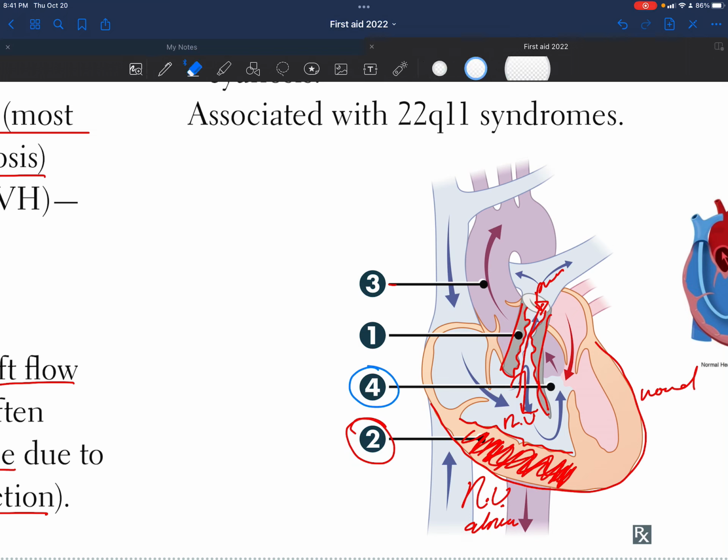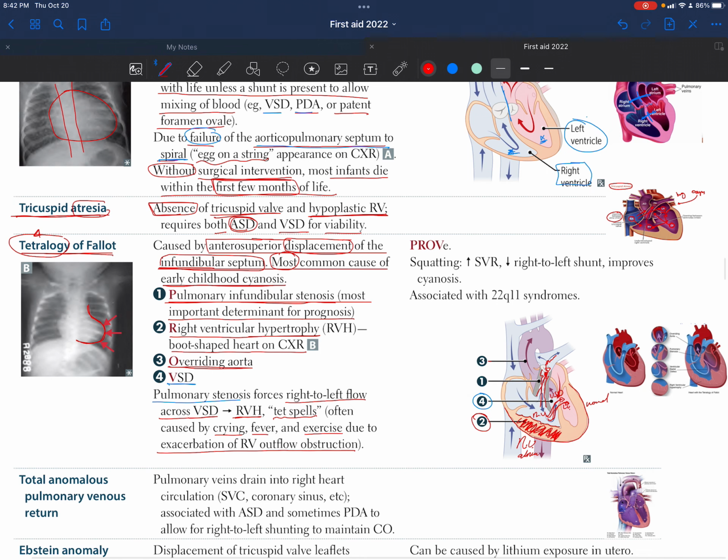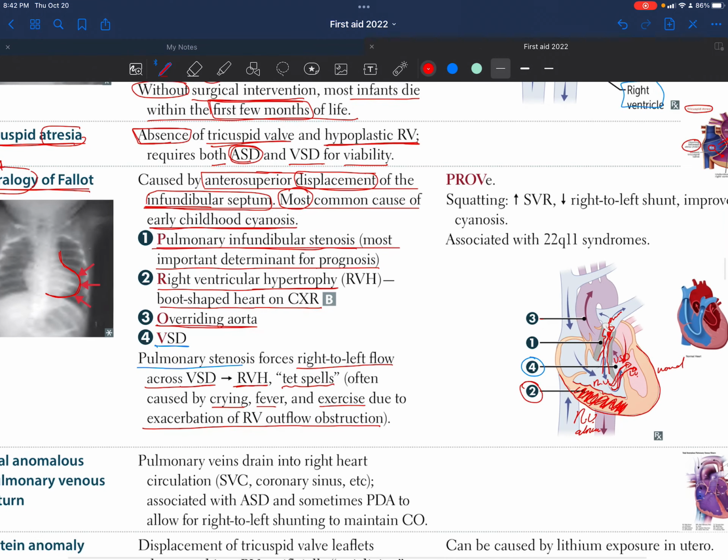So if it doesn't go easily through the pulmonary artery, then it will go into the VSD, that is the ventricular septal defect, going into the left ventricle. So basically, because of this stenosis that we have here, the blood just cannot go easily this way. So it has to go to the other side of the heart, that is the left ventricle. And because of this need to push, the right ventricle becomes hypertrophied.